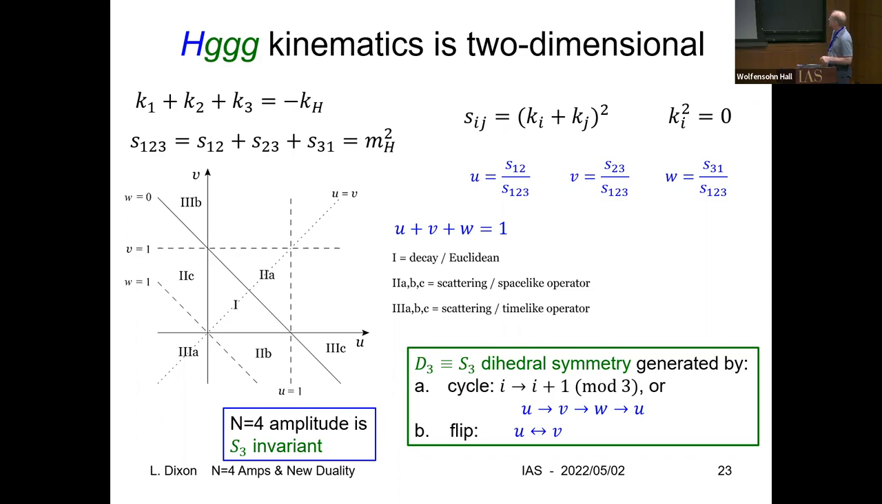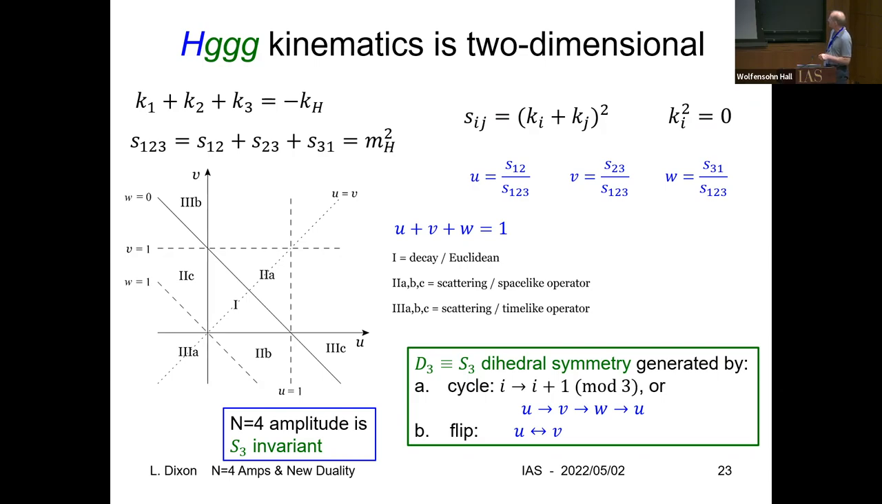Now, there's also an invariant S31, but it's not independent of S12 and S23, because the sum of the three of them is also fixed by momentum conservation. If you square it up, it gives you the operator mass squared, or M Higgs squared. So if we divide this equation here by S123, we see that there is a third dummy variable around, W, but the three just add up to one.